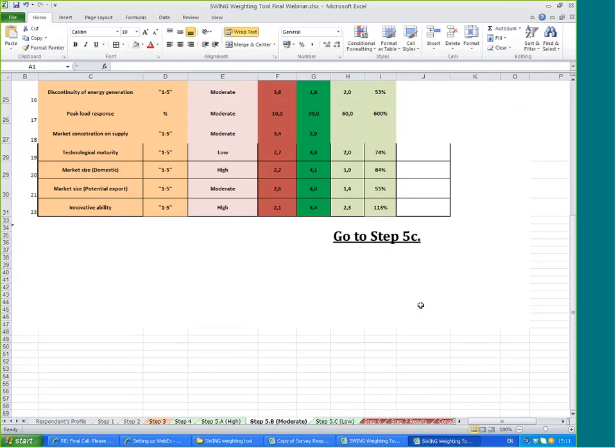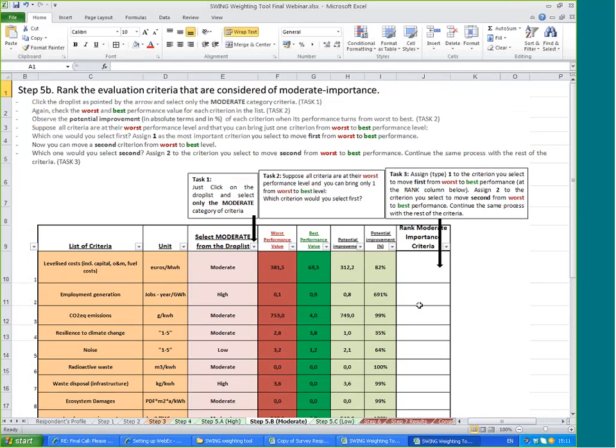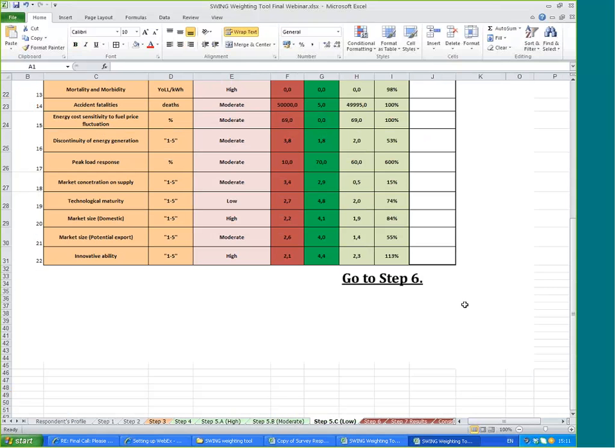Doing the same for the second group of criteria. I'm not going now to fill it in as example. Most of you have been through that. But for those that haven't seen that, I would like just to go step by step. So then doing the same evaluation, ranking actually, for the moderate level criteria and low level criteria as well.